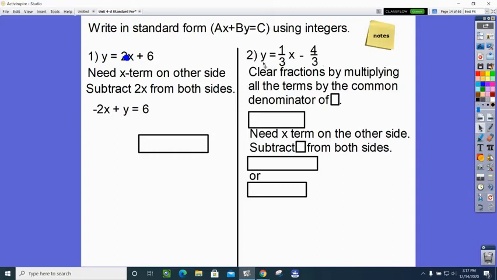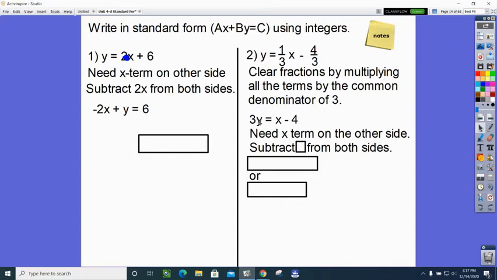So we're going to start by getting rid of these fractions because they cannot be in standard form, and we're going to multiply everybody by that 3. We're going to multiply the y by the 3. We're going to multiply the 1/3 x by 3, and we're going to multiply the 4/3 by 3. And when we do that, we will lose all the fractions.